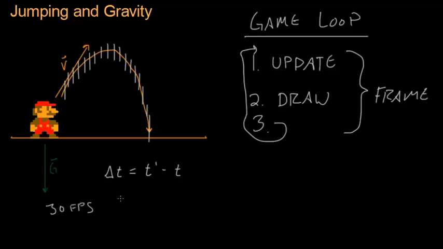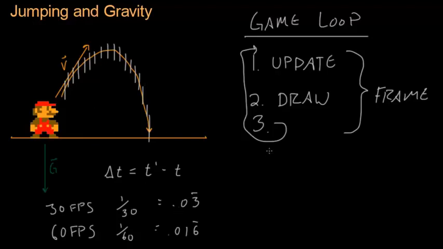So for example, if we're running at 30 frames per second, then delta t is going to be about 1 over 30, or 0.03 repeating. It's a really small number, which means that these are going to be really small steps. If our game is running at 60 frames per second, then our delta t is going to be 1 over 60, or 0.016 repeating. And that's really, really small. I mean, we can fit a lot of those. So we're going to work with delta t's that are really tiny numbers.